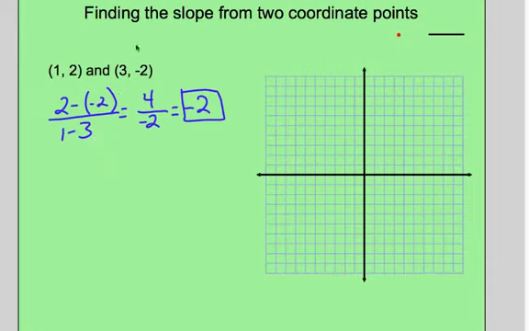Let's do the fast method. What's the space between 2 and negative 2? Well, there's 4 units between the space of 2 and negative 2. And between 1 and 3, there's 2 units.